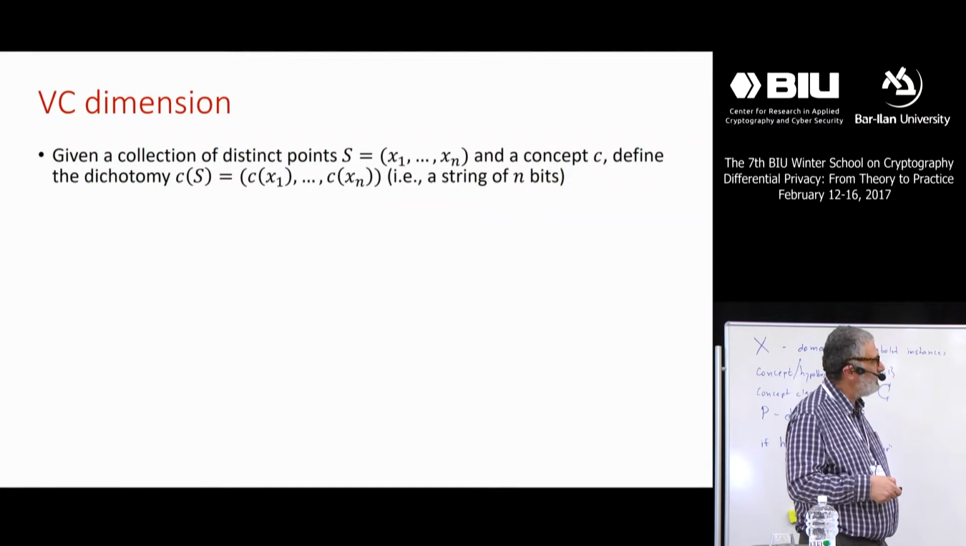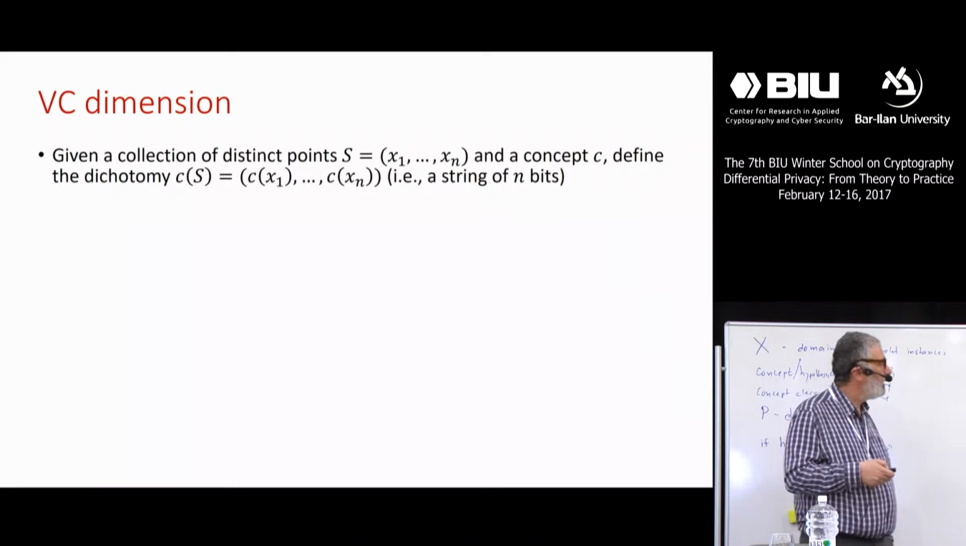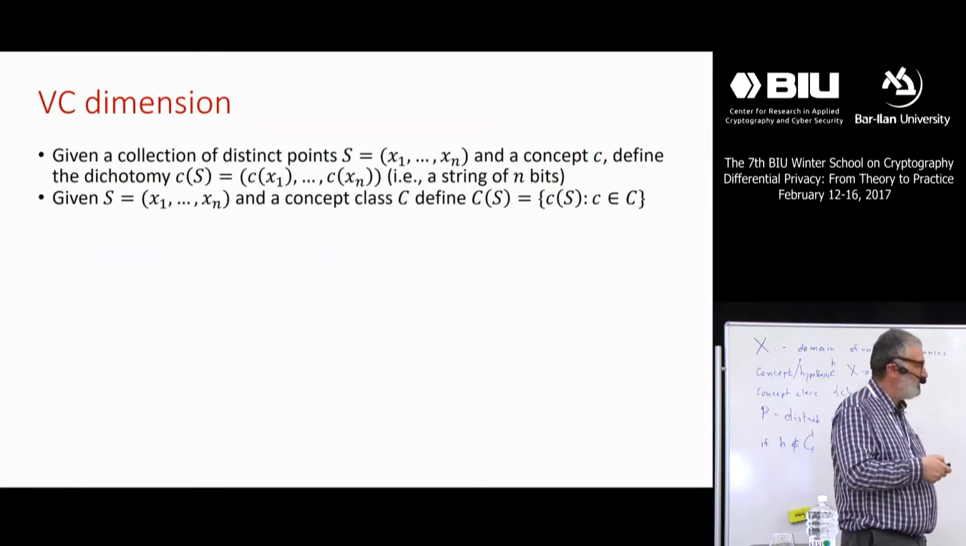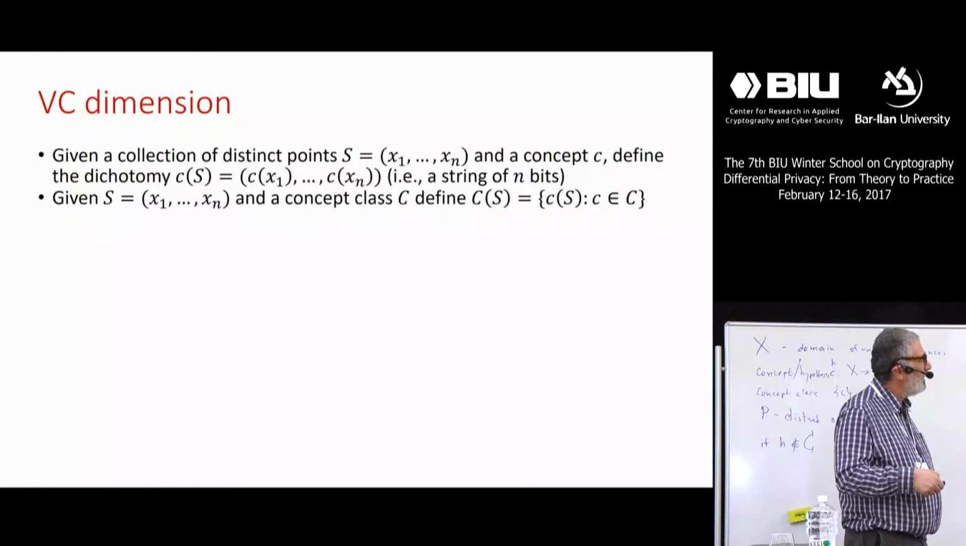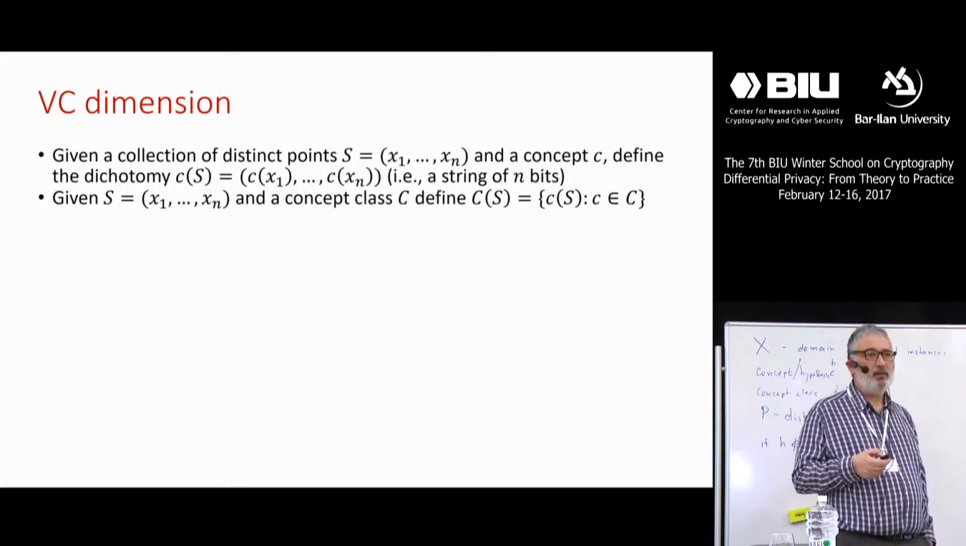And take the concept C, we can apply C to this collection, and this only means that we are labeling each of the points in the sequence. So we're getting a string of n bits here, okay? And similarly, we could do this by applying every concept in the concept class on the set S. So just to see that we follow, give me a bound on the size of this set. How big can it be? How large can it be?